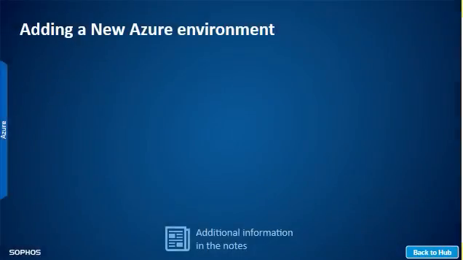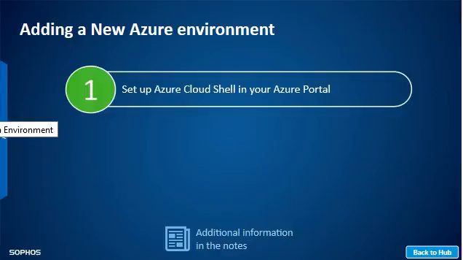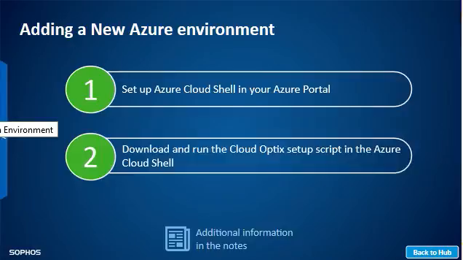Now, unlike the process for AWS, the Azure deployment process is 2 steps. The first step is only required for new Azure accounts where Cloud Shell has never been launched previously. Here, we assume the Cloud Shell has not been used before. Once you have set up Cloud Shell, you will be able to deploy CloudOptix for your Azure subscription in a similar scripted manner to AWS.